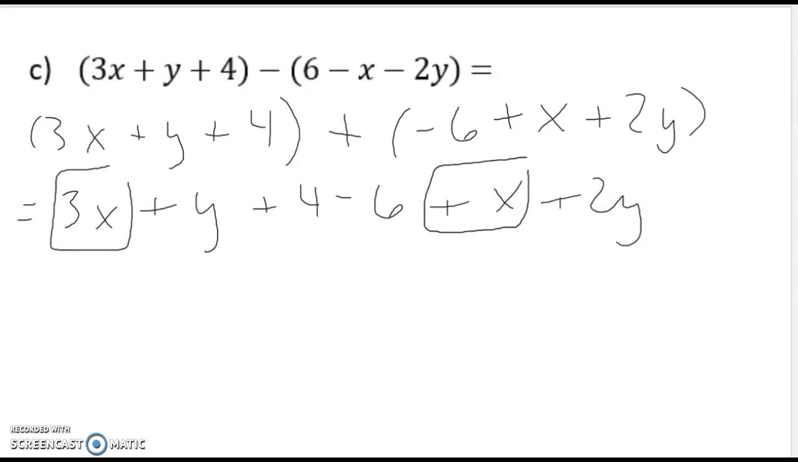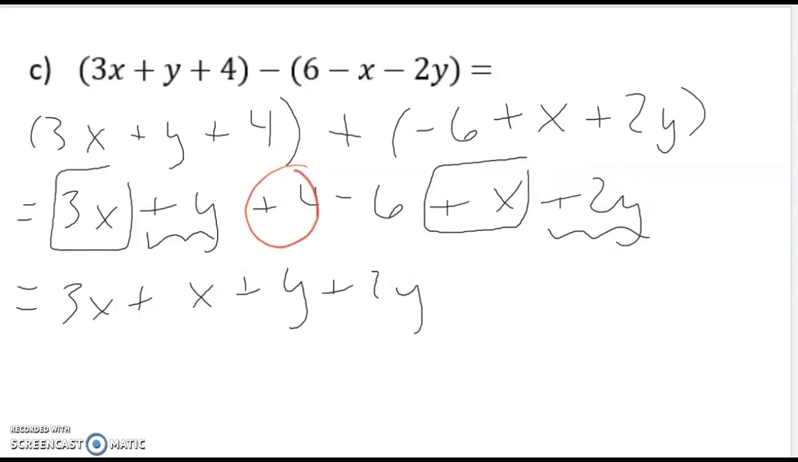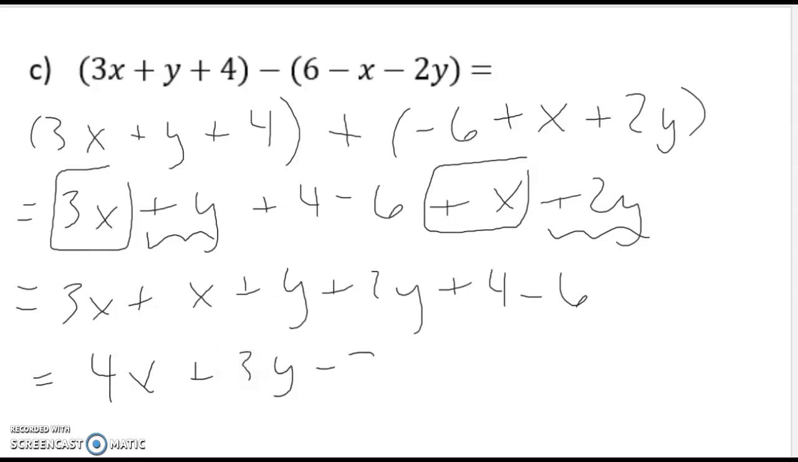X's. Here's an x. Here's a y. Here's a y. And constants. So let's write them together. So 3x and positive x. Positive y, positive 2y. And plus 4 minus 6. So we now have 4x's plus 3y's and minus 2.